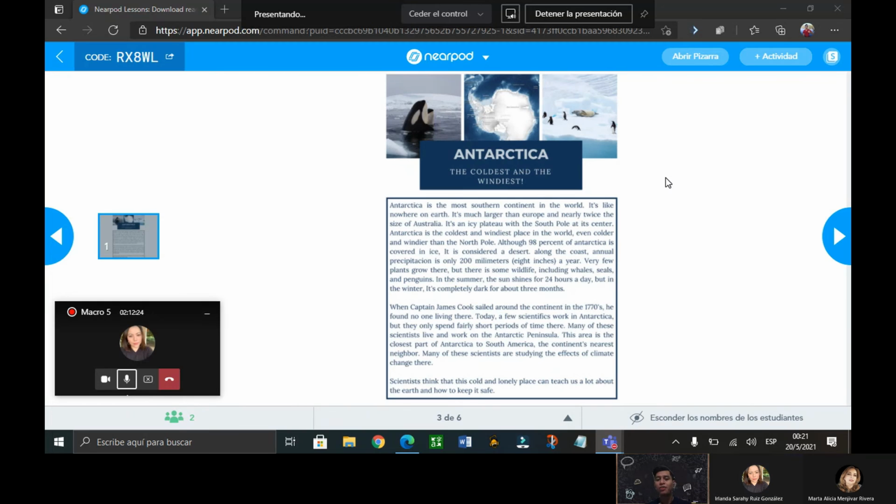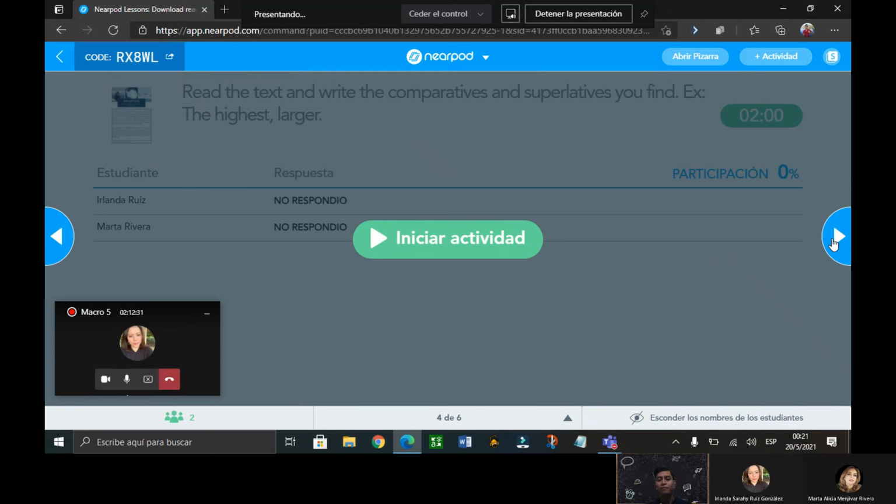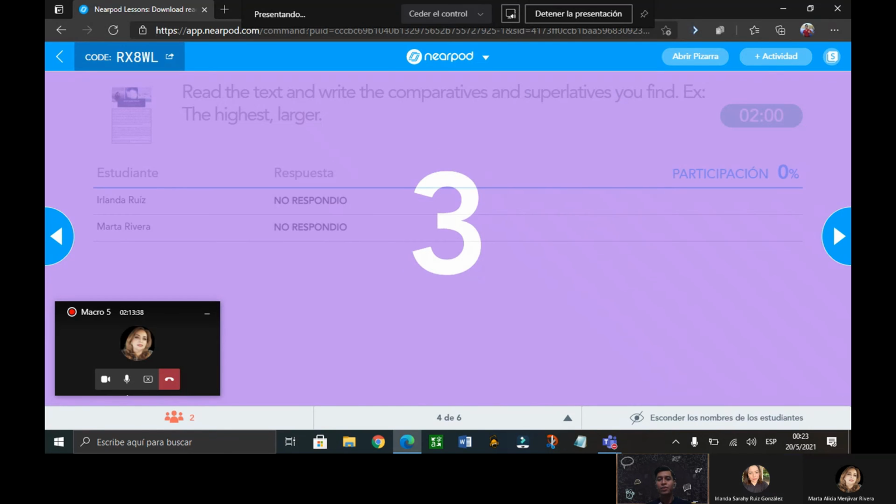So now we are going to identify the comparatives and superlatives that you can find in that piece of the magazine. I'm going to give you 2 minutes and you will write the comparatives and superlatives. For example, you can find the highest, larger, and so on. Three, two, one.